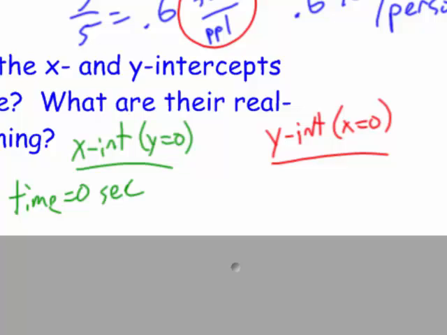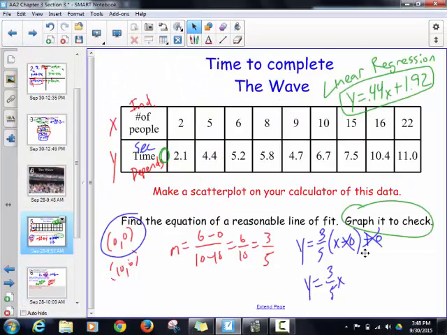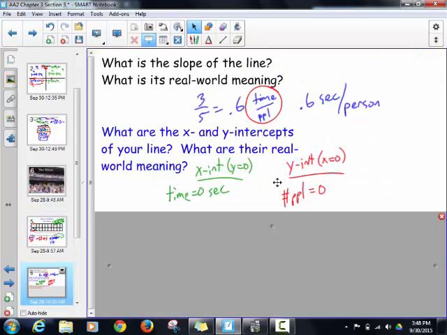For the y-intercept, now the number of people is 0. And what is the y-intercept in our case? Well, the equation that we found had no y-intercept, and the one that they gave us was 1.92. So really, it takes 1.92 seconds to complete the wave with 0. That doesn't even really make sense here. So there's really no real world meaning for my x and y intercepts in this case. A lot of times there are, but in this case there really isn't much. So you just want to state that the number of people is 0, time is 0 for the x-intercept.